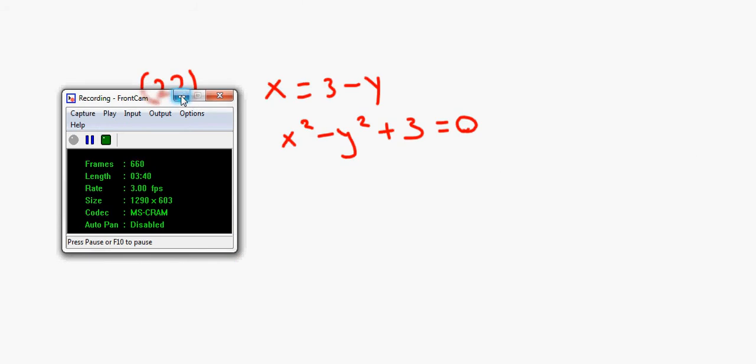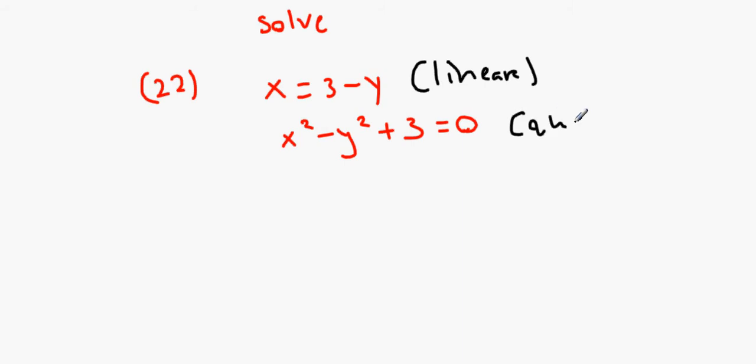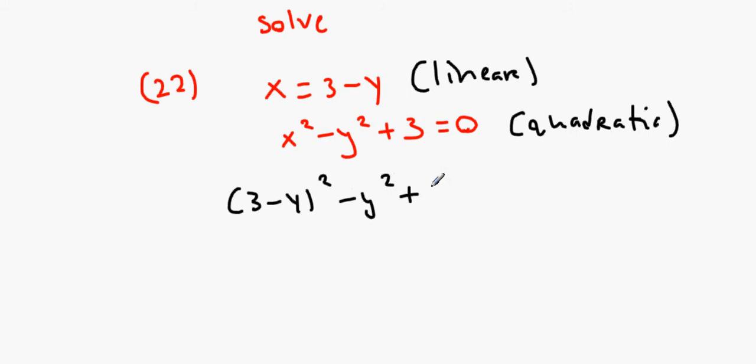Okay, so the next question involves solving this one, okay? So in order to solve this question, we need to get x on its own. X is already on its own, therefore we need to substitute x into the quadratic equation. So this one's the linear, and this one's the quadratic. Okay, and what happens here is we sub the linear into the quadratic, so we end up getting 3 minus y, squared, minus y squared plus 3 equals 0.